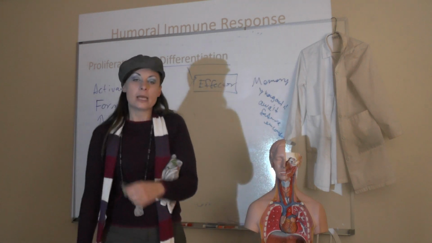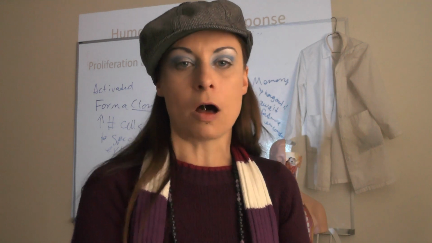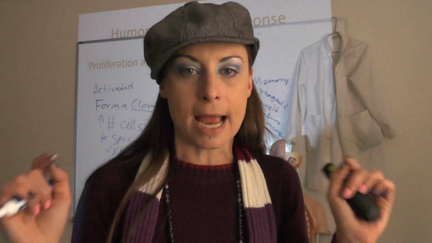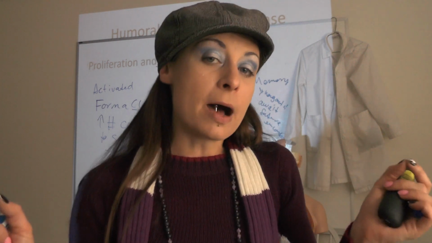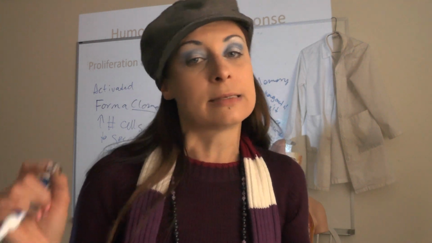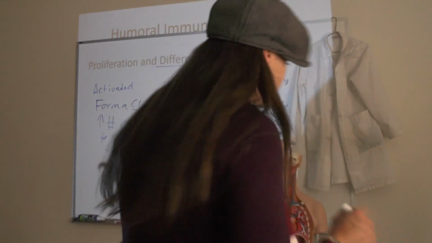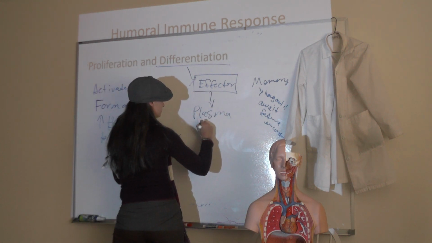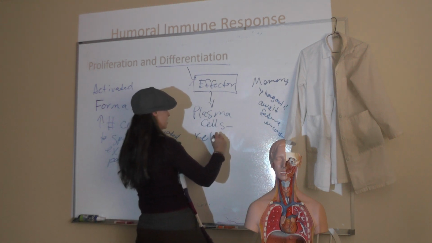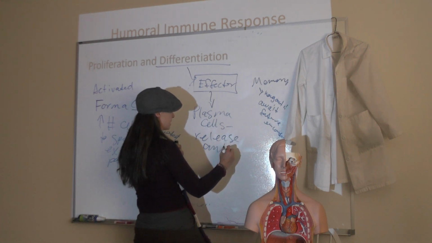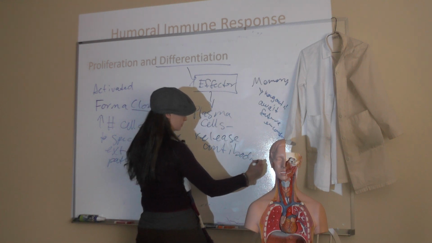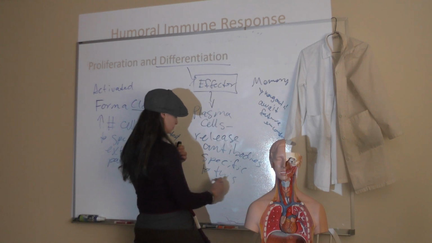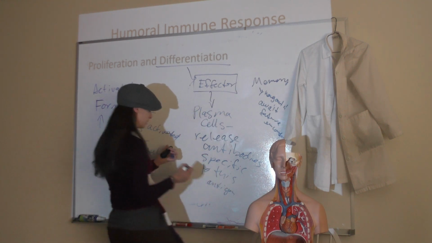In the B-cell response, my effector cells are called plasma cells, and they release antibodies that are specific to this extracellular pathogen. Antibodies mark the pathogen for removal from the system in some other way that we'll talk about in just a minute. So our effector cells are plasma cells, and they release antibodies specific to this antigen. And this is an extracellular antigen.